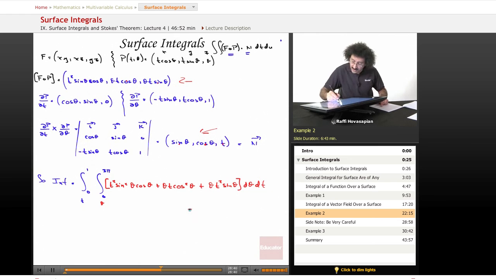Okay, and when I solve this, I end up with 9/8 pi squared plus pi. That is the integral of that particular vector field over this particular surface with that particular parameterization. That's it. It's that simple.